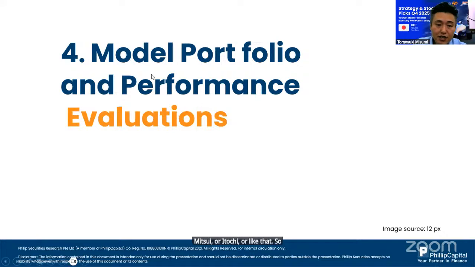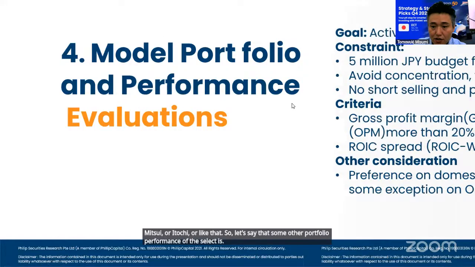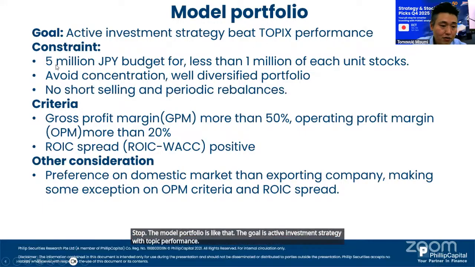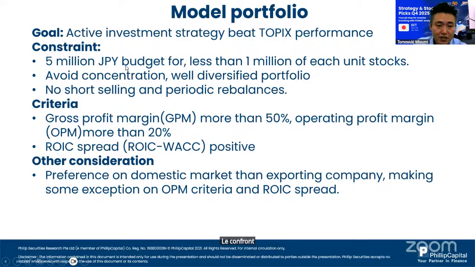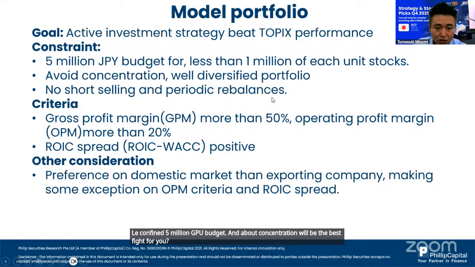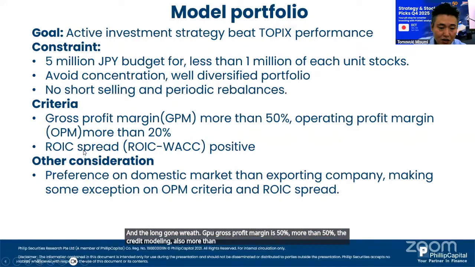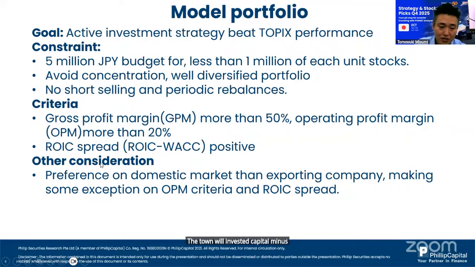So let's see the model portfolio performance of my selected stocks. The goal is an active investment strategy with TOPIX performance. The constraints are a 5 million yen budget, no overconcentration, a diversified portfolio and long only. Gross profit margin is more than 50%, operating margin more than 20%, and ROIC spread, return on invested capital minus capital cost, is positive.